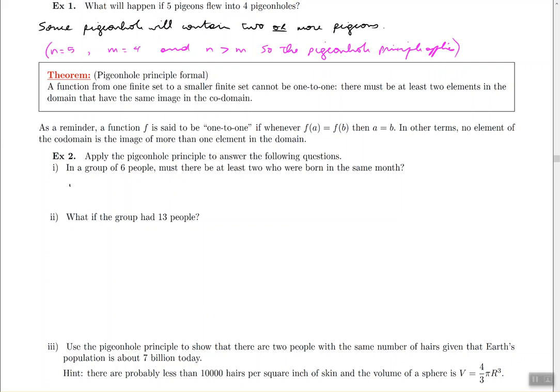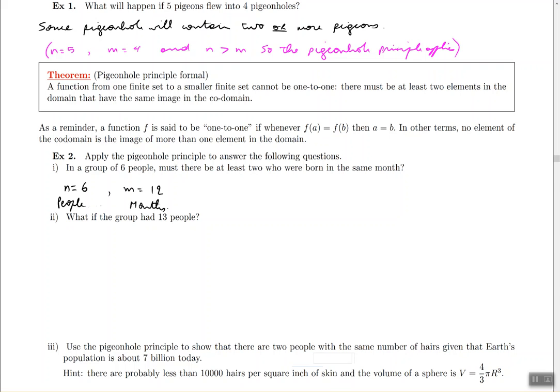Okay, why is it a no? So in this problem, the n we're talking about is the 6 people. So there are 6 people. However, the m in this case is 12 because there are 12 months. So if you have 6 different people, they don't have to be sharing the same birthday month, right?